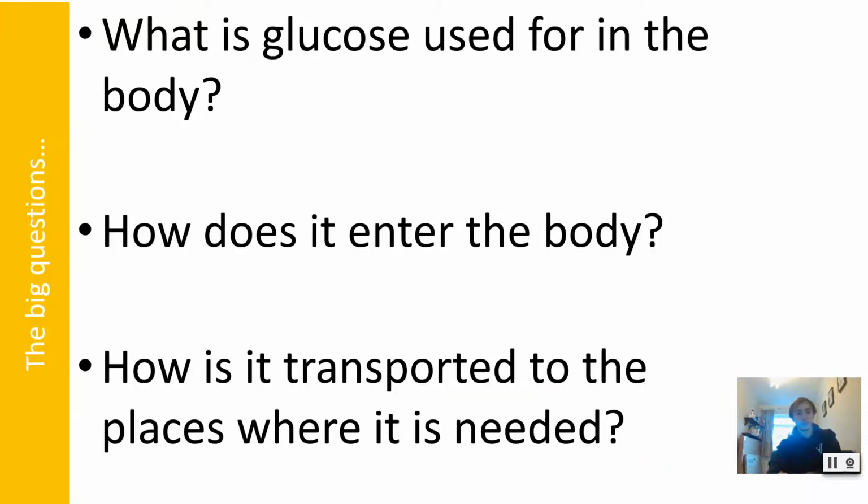So, glucose is used for respiration in our bodies. Now in plants, it can also be used for making cell walls, but in our body it's fairly much only used for respiration, certainly at GCSE. How does it enter the body? You eat it. It's in the form of carbohydrates or simple sugars which you eat in your food. And how is it transported to the place where it's needed? In the blood. So it's absorbed through the digestive system, through the small intestine wall, and it's transported in the blood.